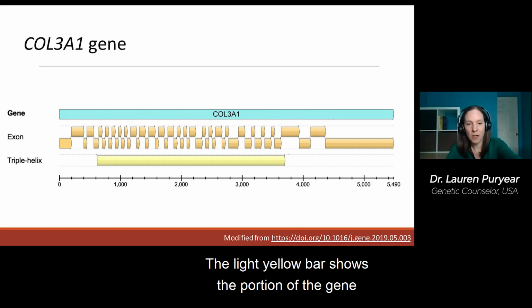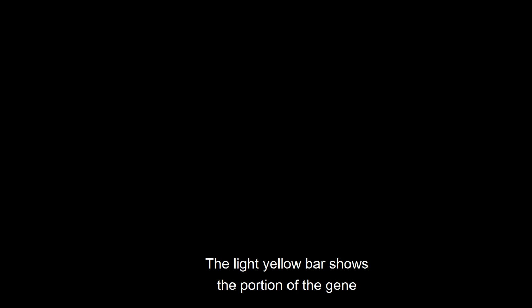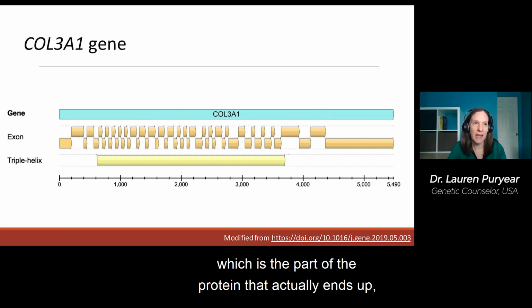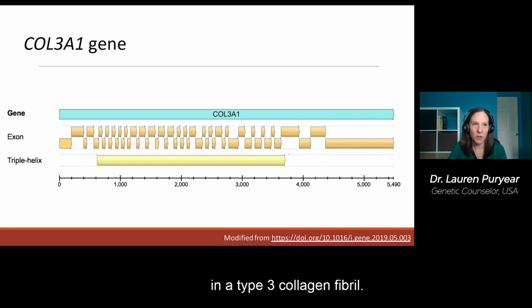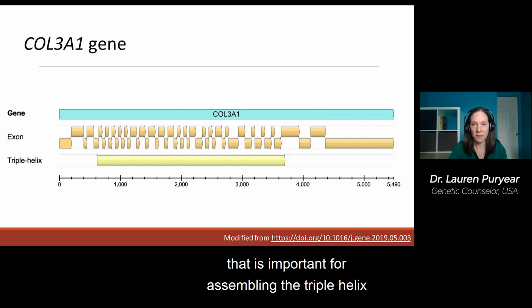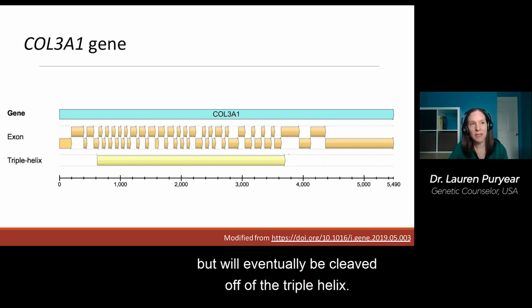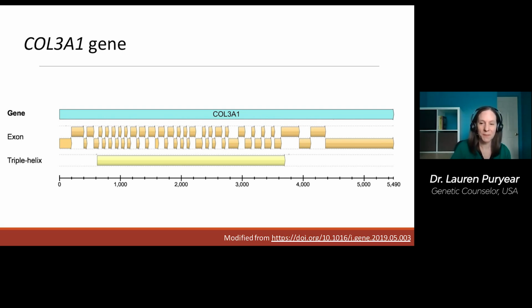The light yellow bar shows the portion of the gene that encodes the triple helical domain, which is the part of the protein that actually ends up in a type 3 collagen fibril. The rest of the gene encodes material that's important for assembling the triple helix and getting it to where it needs to be, but will eventually be cleaved off of the triple helix.